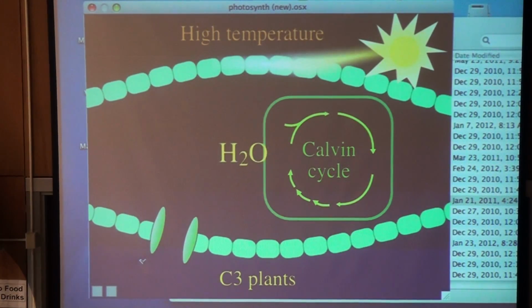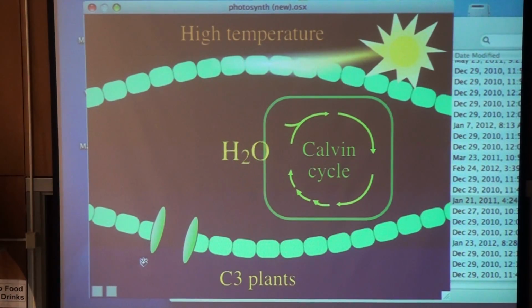The inside of the leaf is a very watery environment because, remember, water is one of the ingredients for doing photosynthesis. You need water just as much as you need carbon dioxide for photosynthesis. And on hot days, water evaporates a lot. And so C3 plants have a problem. On hot days, water vapor can evaporate and escape through the stoma.